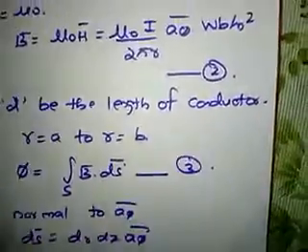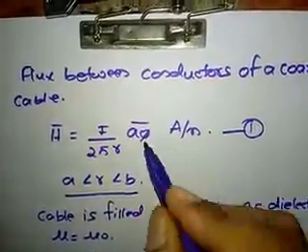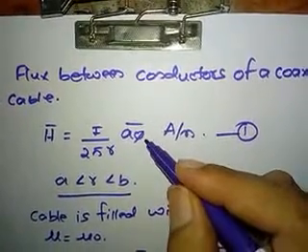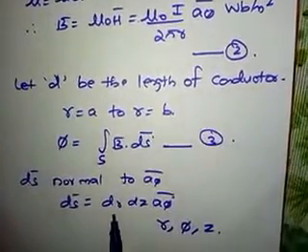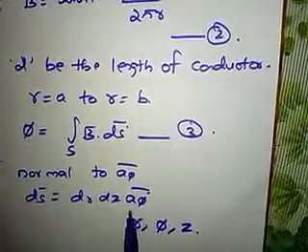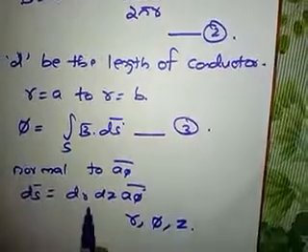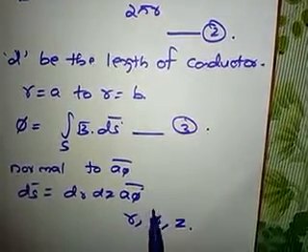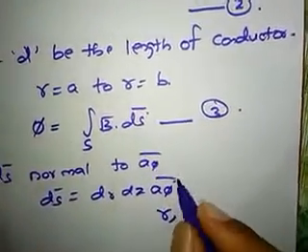As we have seen, the equation for H bar is directed in the a phi bar direction. So the surface which is perpendicular to this a phi bar direction, that is ds bar, is given by the product of the other two coordinates, r and z, multiplied by the unit vector in the same direction, a phi bar. So ds bar is equal to dr dz a phi bar. I hope everybody is following here, students.